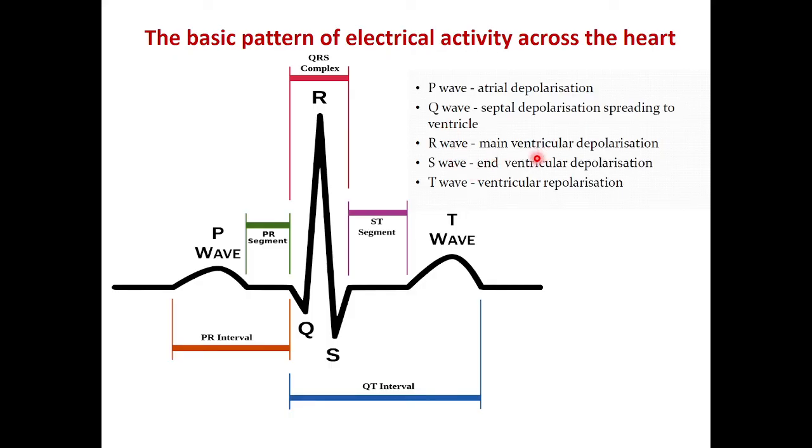R wave is the main ventricular depolarization. Main ventricular depolarization will be represented by the R wave. But what about the S wave? This is the late or end ventricular depolarization.